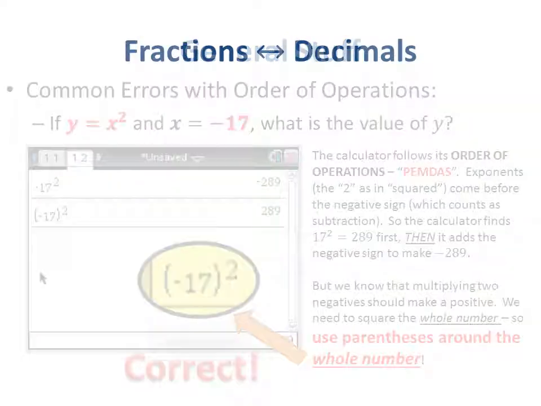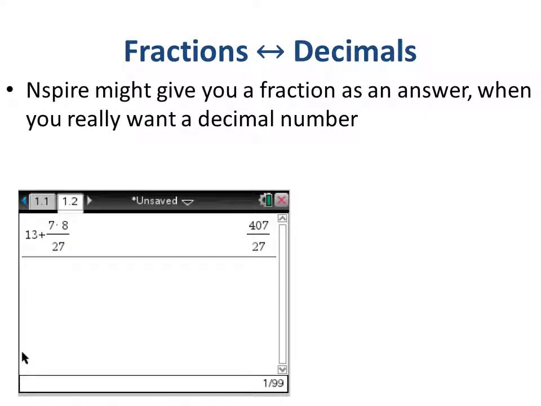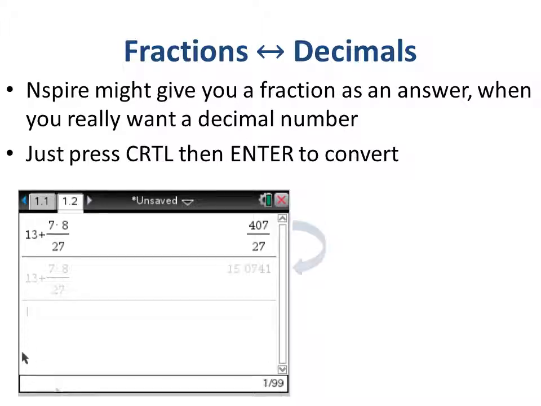that you're evaluating. I'm sure you already know that when you do division on the Nspire, oftentimes you get a fraction for a result. And I also know that you're aware that if you press Control Enter, that will convert that into a decimal. Now you can press Control Enter during the calculation to get a decimal answer from the start, or after you get the fraction answer. But you can also go backward.